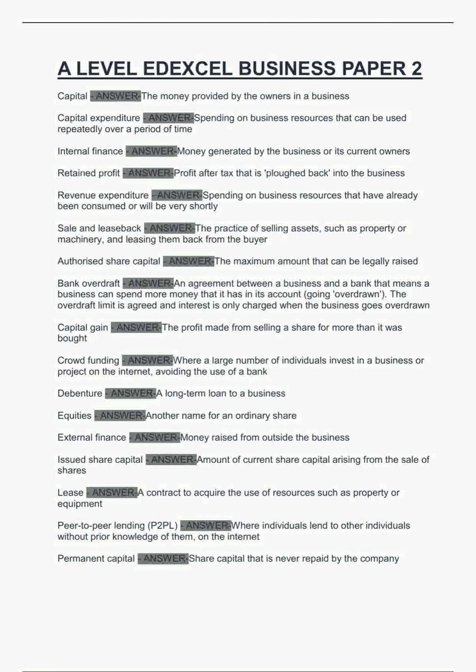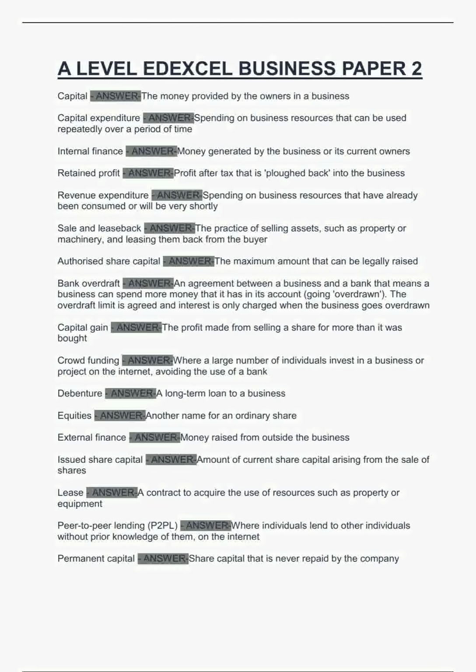The maximum amount that can be legally raised. Bank overdraft. Answer. An agreement between a business and a bank that means a business can spend more money than it has in its account, going overdrawn. The overdraft limit is agreed, and interest is only charged when the business goes overdrawn. Capital gain. Answer. The profit made from selling a share for more than it was bought.